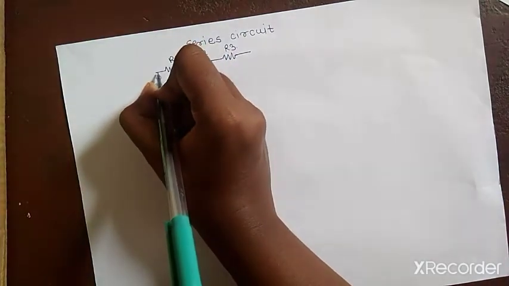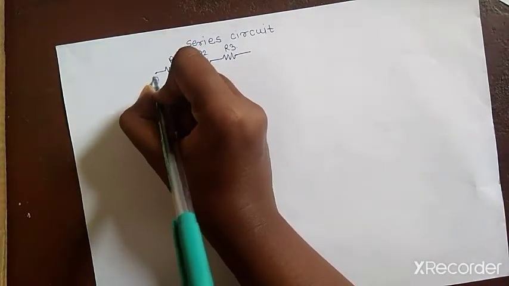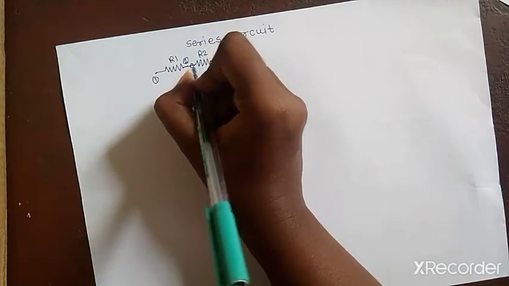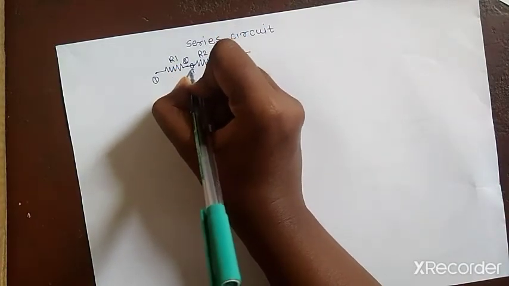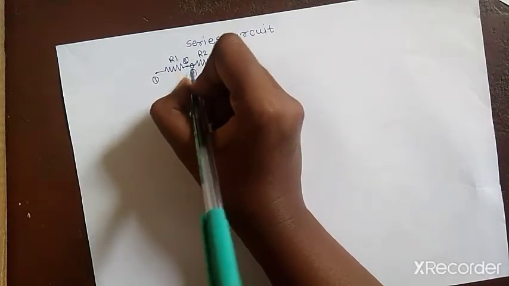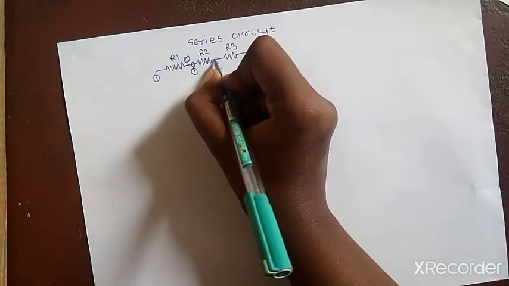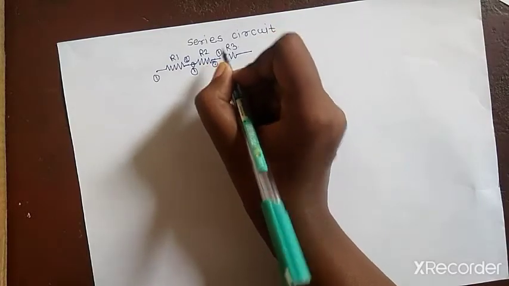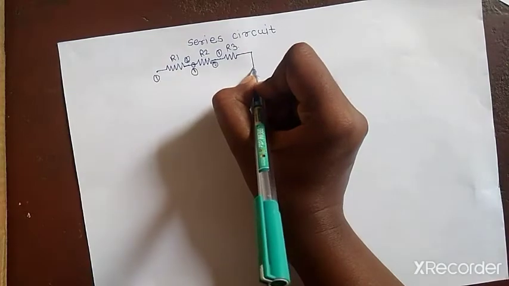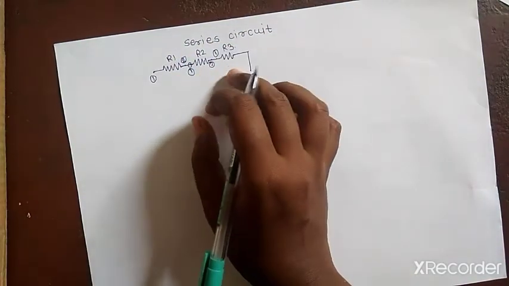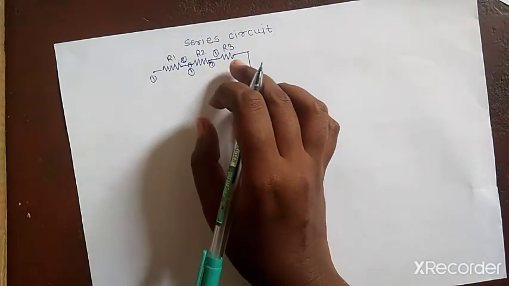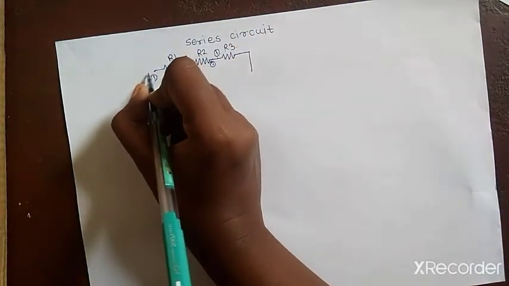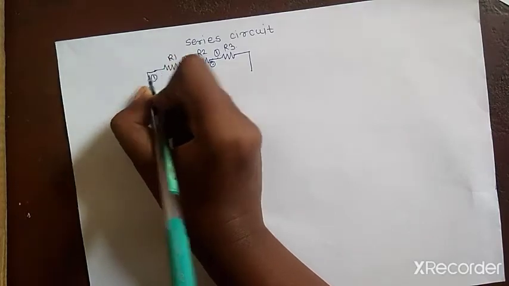Here this is the first terminal of R1 and this is the second terminal of R1. It's connected to the first terminal of R2, and the second terminal of R2 is connected to the first terminal of R3. So these three resistors have individual voltage drops. So we call these three resistors connected in series.